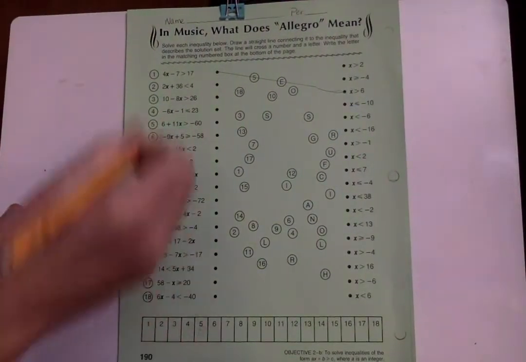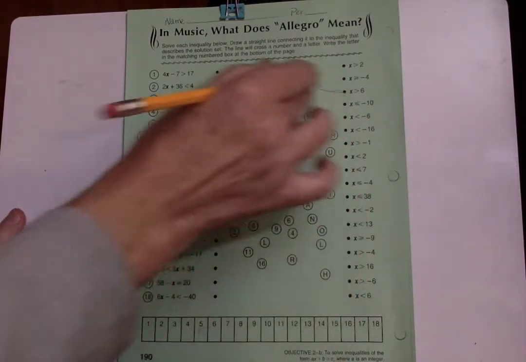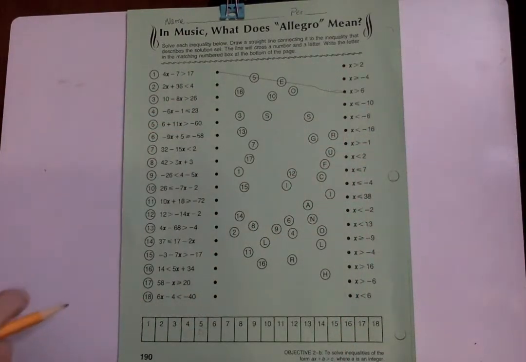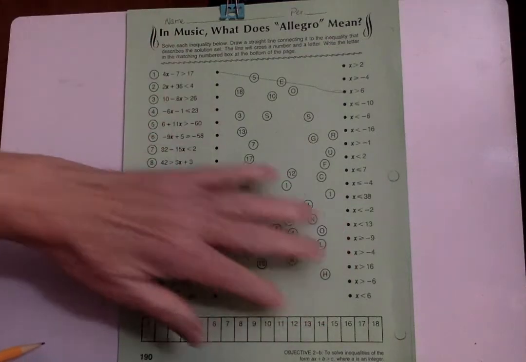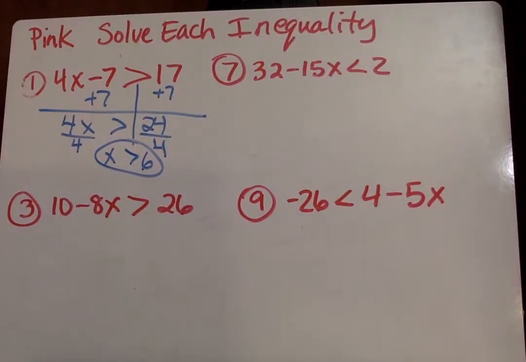Okay, so we'll solve another one, and you go from this dot to the dot over here, wherever the answer is, and you should have a letter and a number that it will go through, and then you'll know which one it matches up down there. So let's go ahead and do another one. Let's go ahead and do number 7.